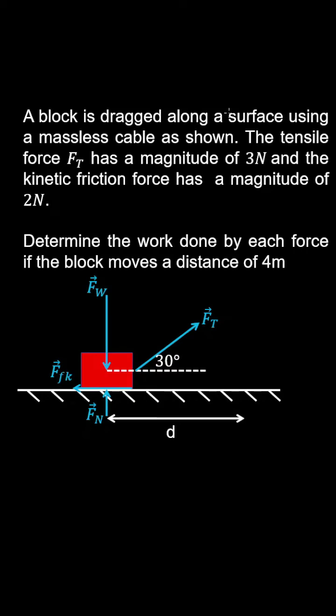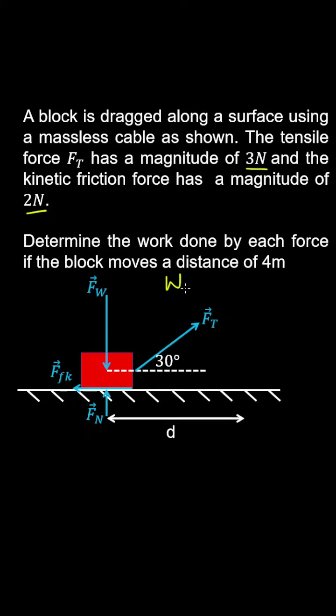A block is dragged along a surface using a massless cable as shown, and the tensile force Ft has a magnitude of 3 newtons, and the kinetic friction force has a magnitude of 2 newtons. And we've drawn a free body diagram, and we're asked to determine the work done by each force if the block moves a distance of 4 meters.